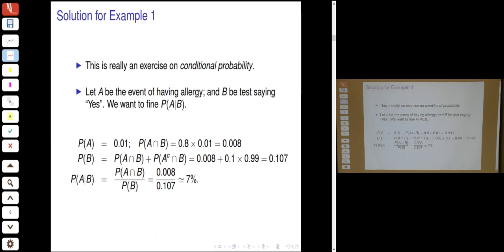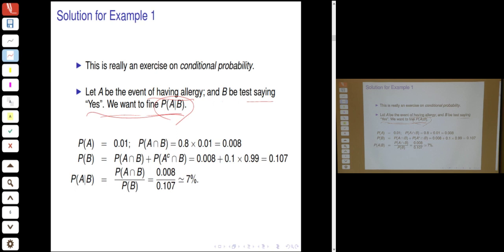So this is really an exercise on conditional probability, which is another item which we have discussed. So let A be the event of having an allergy and B be the test saying yes. What we want to find is, given the test says yes, what is the chance of actually having an allergy? So let's work it out.